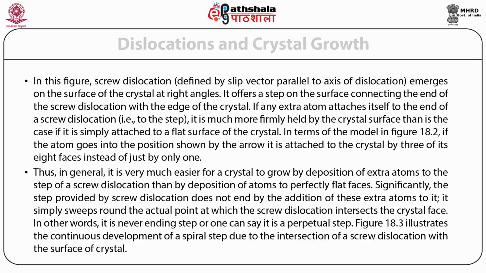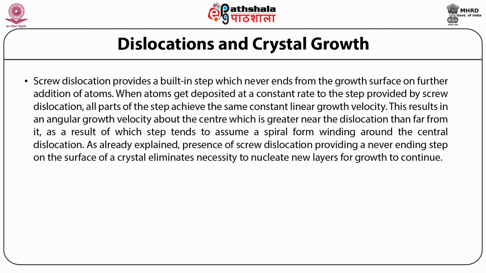surface of a crystal. Screw dislocation provides a built-in step which never ends from the growth surface on further addition of atoms. When atoms get deposited at a constant rate to the step provided by screw dislocation, all parts of the step achieve the same constant linear growth velocity. This results in an angular growth velocity about the center, which is greater near the dislocation than far from it, as a result of which steps tend to assume a spiral form winding around the central dislocation.